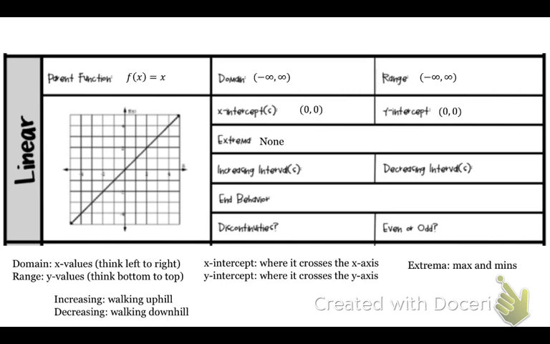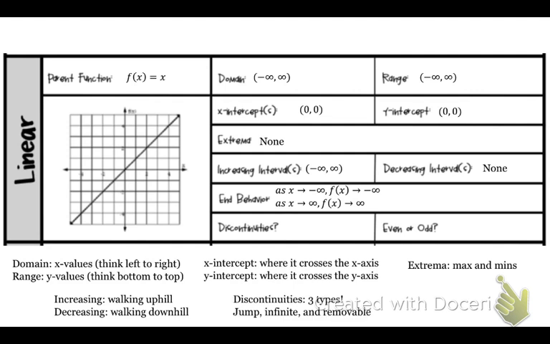Increasing is when you're walking uphill. Decreasing is walking downhill. We've done this, so you should remember. This is increasing from negative infinity to infinity, and it's never decreasing. The end behavior is: as x goes to negative infinity, f of x goes to... and as x goes to infinity, f of x goes to... As x goes to negative infinity, it goes to negative infinity. As x goes to positive infinity, it goes to positive infinity.